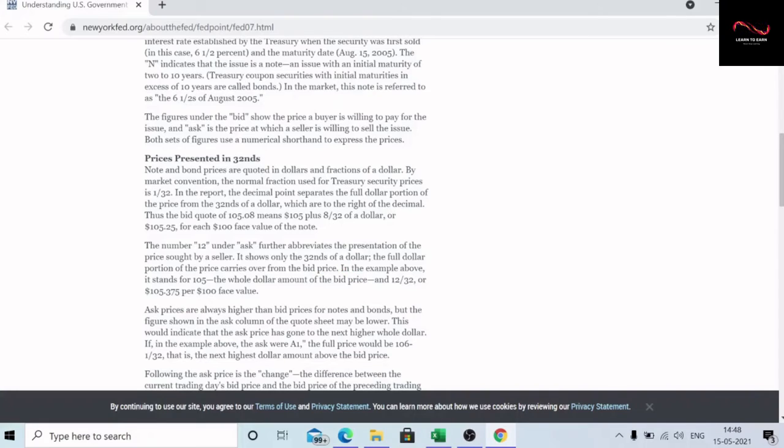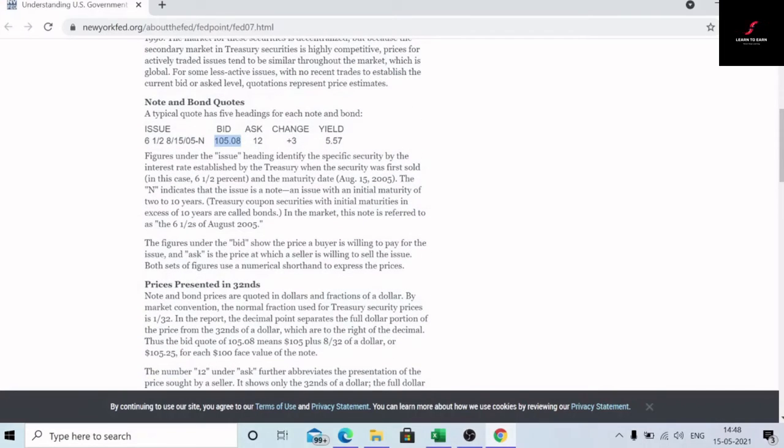Similarly, we can take another example of the ask side also, so that the concept is very clear. In the above example, 105 is the whole dollar amount and 12 stands for 12 by 32. When you divide 12 by 32, you will get 0.375. So the actual price at which the market maker is willing to sell this bond is 105.375. Correct? The market maker is willing to buy this bond at 105.25 and willing to sell at 105.375. But in the quote, you will find 105.08 and 105.12. So you have to divide the figures after the decimal point by 32.